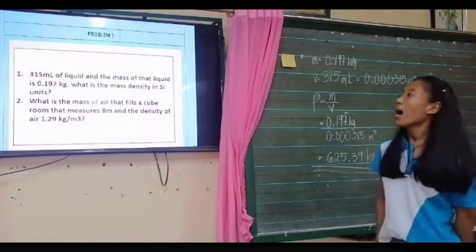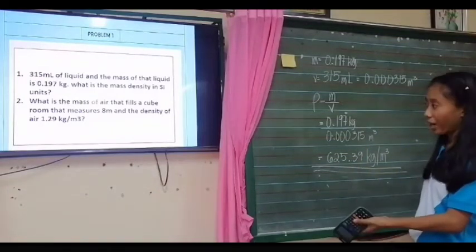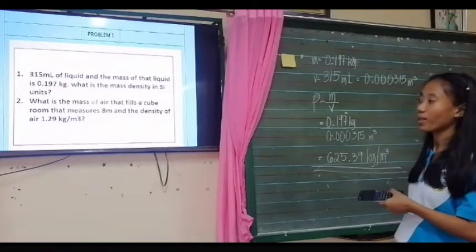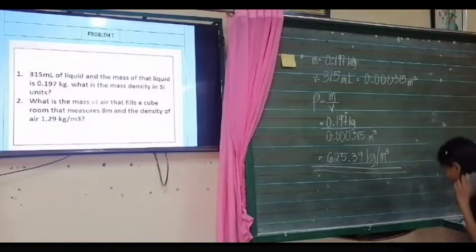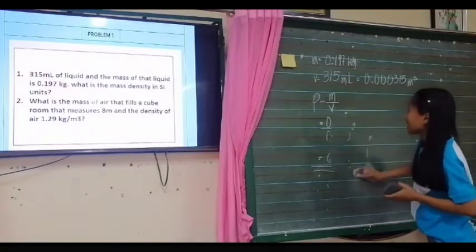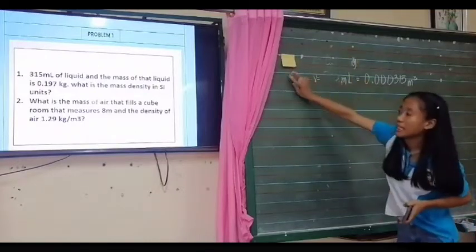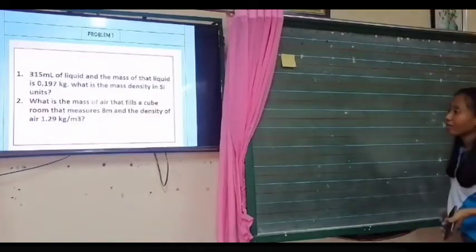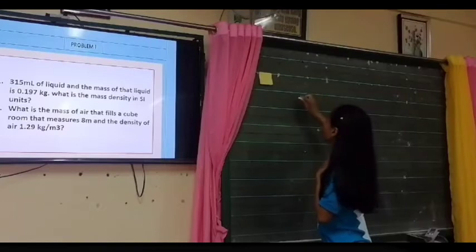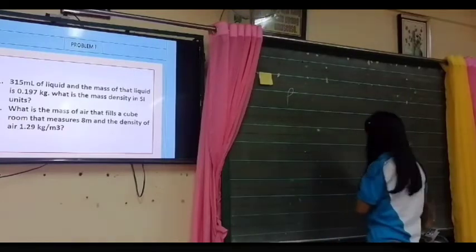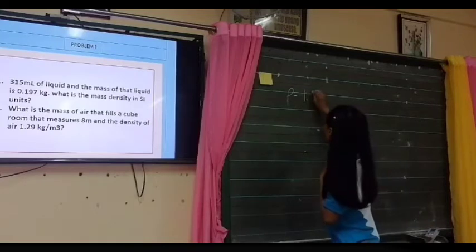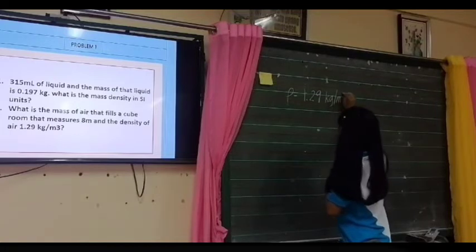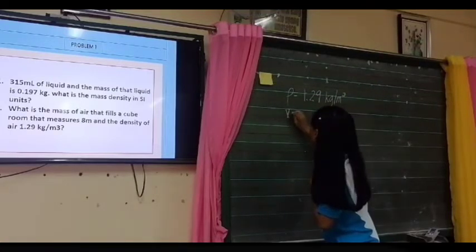Example number 2. Problem number 2. What is the mass of air that fills a cube room that measures 8 meter, and the density of air is 1.29 kilogram per cubic meter? So, hindi natin hinahanap ang density dito. Hinahanap na natin dito is the mass of the air. So, ang given natin is the density, 1.29 kilogram per cubic meter, and the volume.